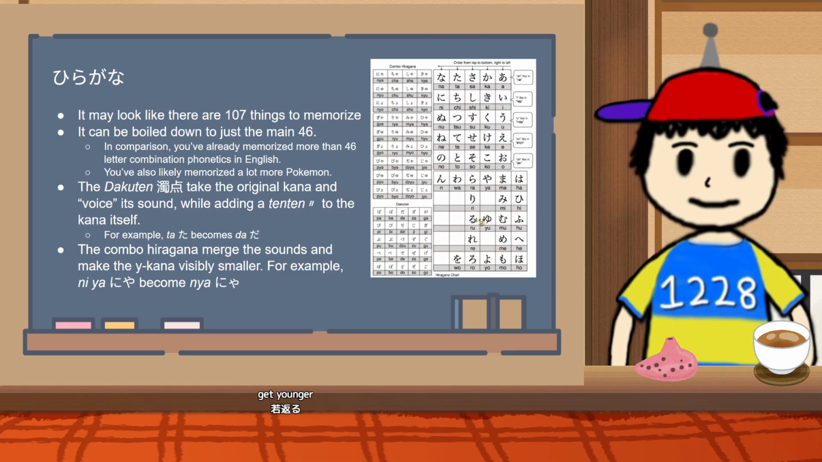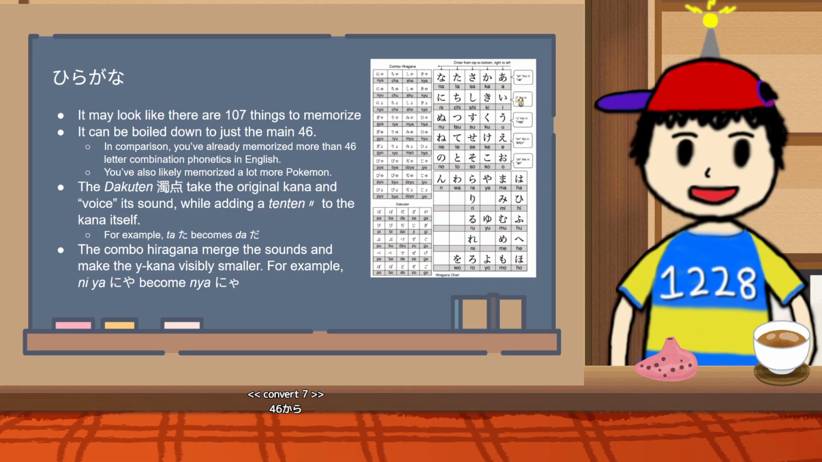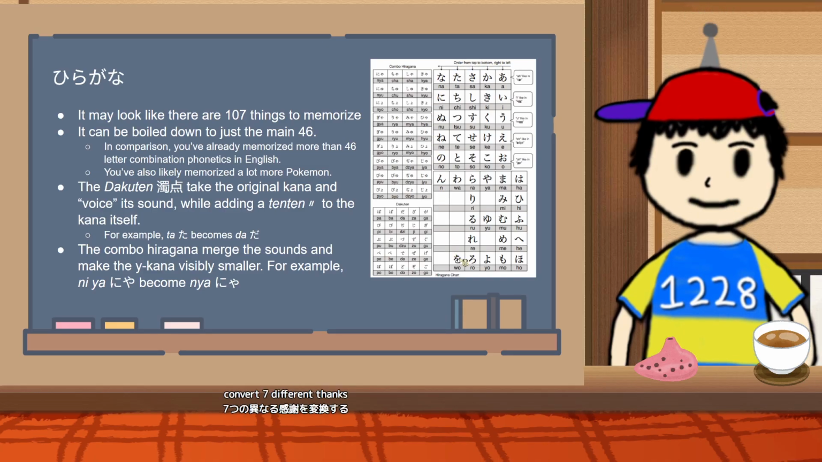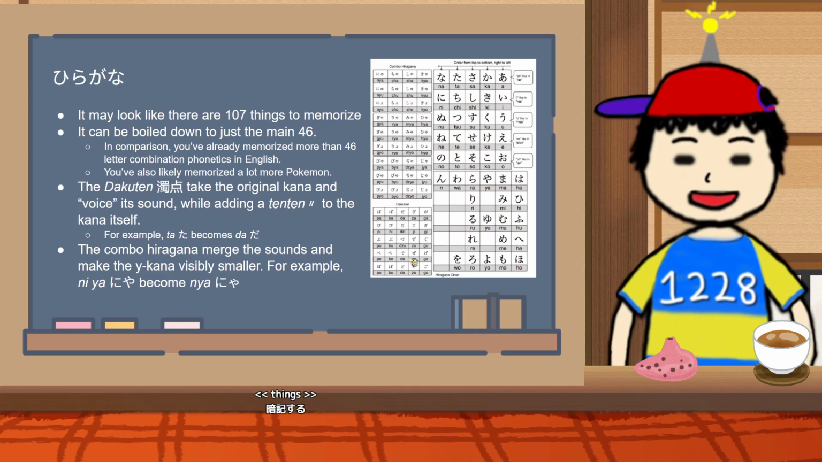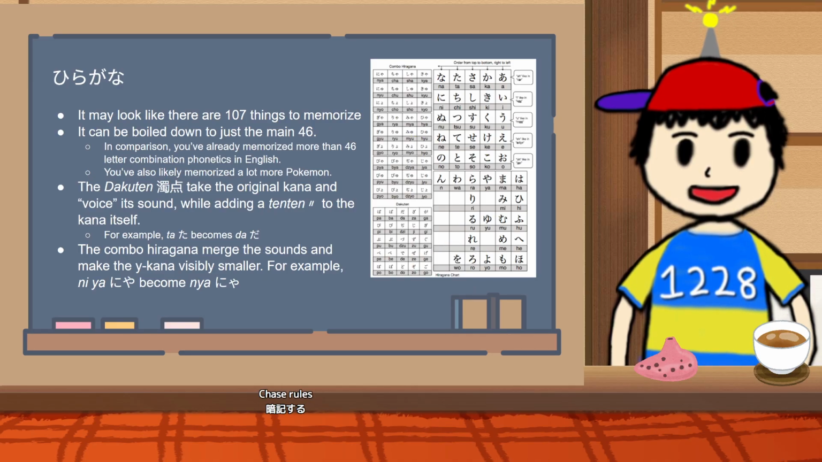And you can do it. It just takes practice. And here's the trick. If you just focus on the main 46, everything else simply stems from these 46. You're not memorizing 107 different things. You're memorizing 46 things and 2 use case rules that apply.